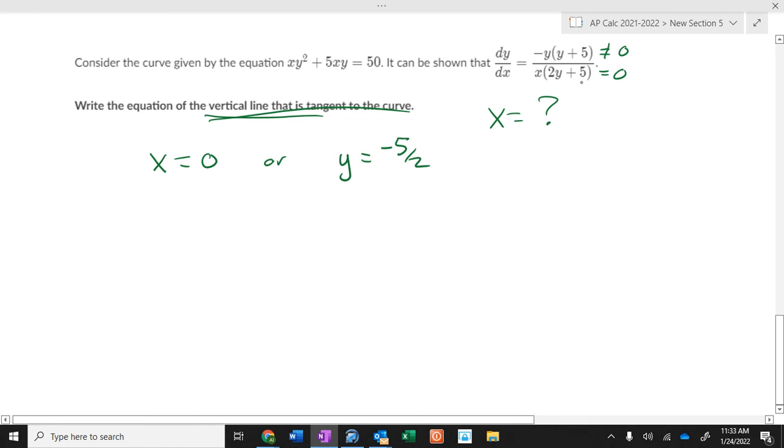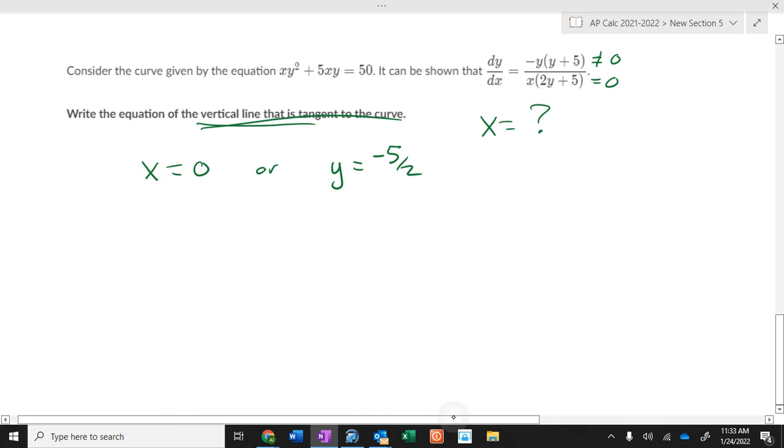Okay? So if x equals 0, and if we put 0 into this equation right here, we get a 0 here and a 0 here. Does that make 50? No. So x cannot equal 0. But y equals negative 5/2 is not a vertical line equation. Okay? So we put negative 5/2 in there and figure out what x is.